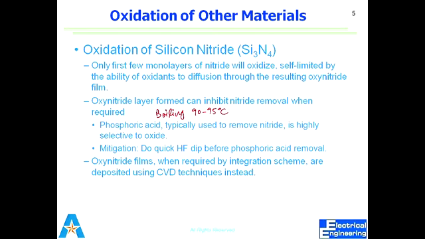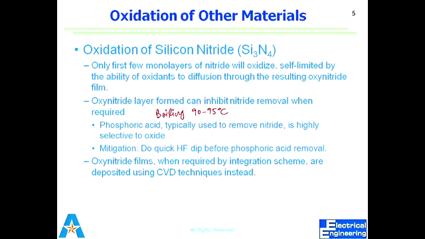But if I was intending to remove the nitride, in that case this oxynitride layer would actually provide a hindrance, would actually be reluctant to remove that nitride layer. So what should we do in that case?